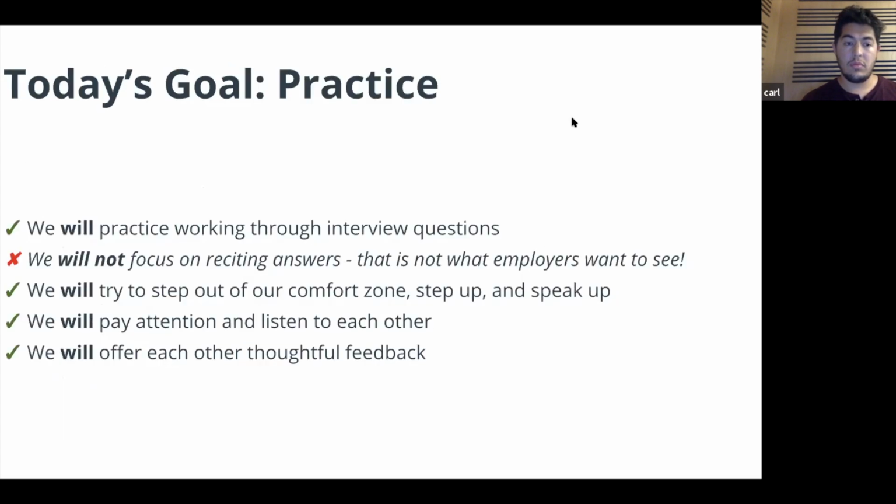And again, I want to emphasize that today's goal is not about getting the right answer. Today's goal is to practice. It's to practice working through interview questions. It's to practice stepping out of your comfort zone, to step up and to speak up. It's to practice how you present in an interview, what your body language is, eye contact, and so on. And so we want to make sure that throughout, we're all paying attention to each other and listening attentively.